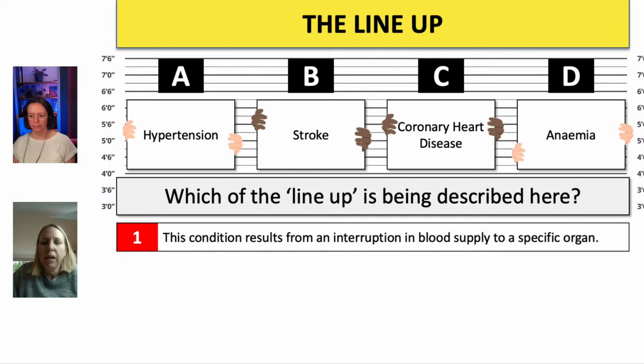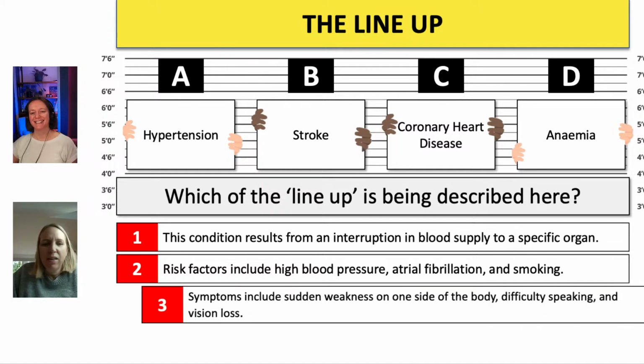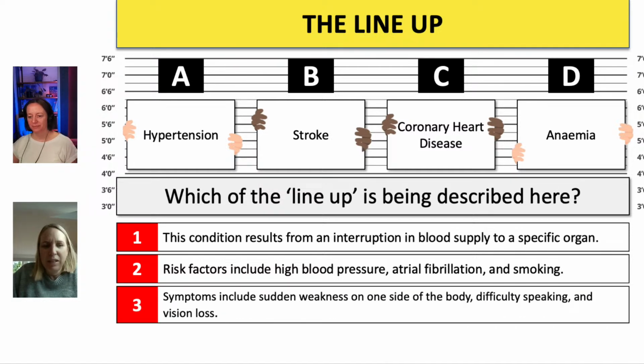Okay, I'll just say that again, from an interruption in blood supply to a specific organ. Okay. Next clue. Risk factors can include high blood pressure, atrial fibrillation, and smoking. So Sophia is straight in again, saying B, stroke. I feel like Sophia's been revising her conditions and she knows them well. Let's have a look. Symptoms of this condition include sudden weakness on one side of the body, difficulty speaking, and vision loss. Anybody else want to pitch in with anything different or see if they agree with Sophia?